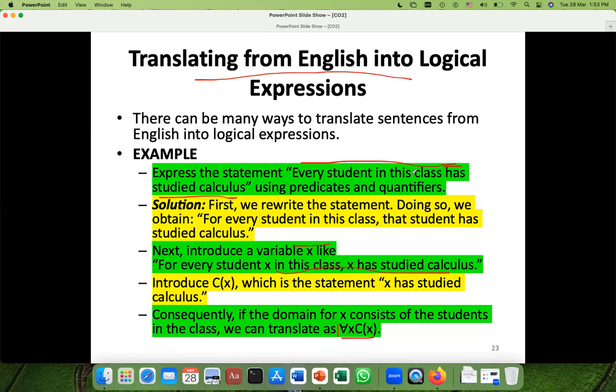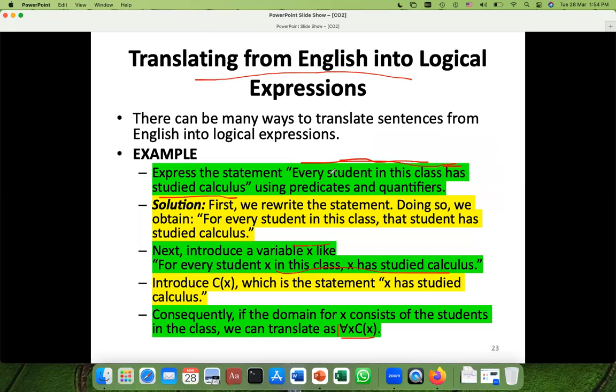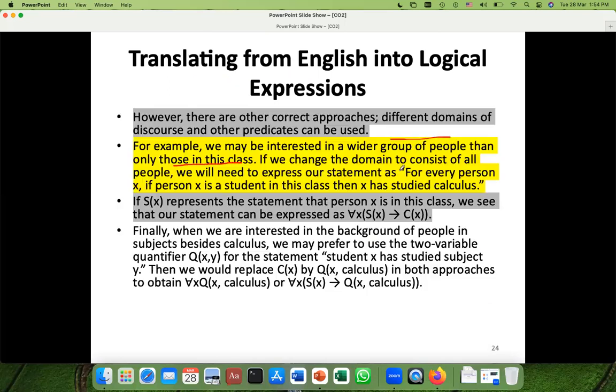So a student can think about what is the domain here in the class. Any student in the class can think about this sentence differently. For example, if some student is thinking first about the people and then about the students in the class, then what will happen? Then he will take this sentence like that.